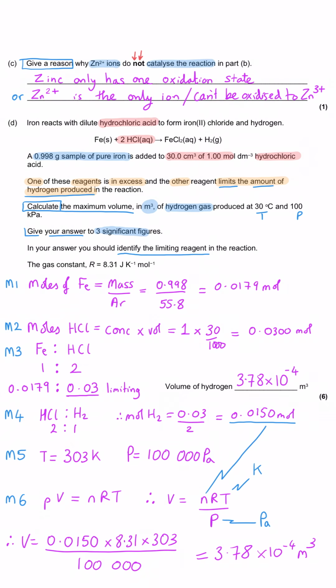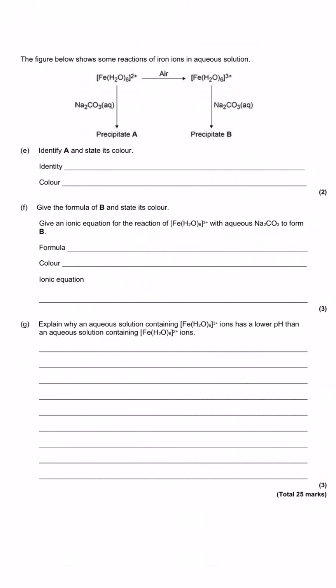The figure below shows some reactions of iron ions in aqueous solution. And if we take a look at this, we are looking at iron 2+ at first, with 6 water molecules acting as ligands around in the complex ion.